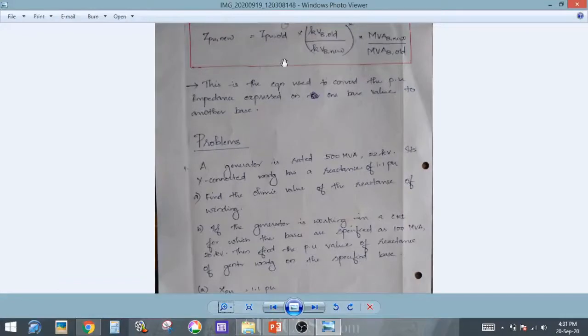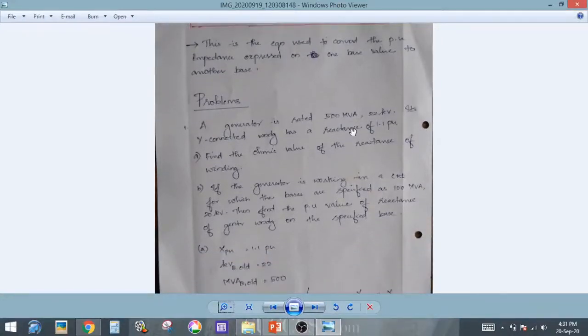Z_PU new equals Z_PU old into (KV_B old divided by KV_B new) the whole square into MVA_B new divided by MVA_B old. That is, new per unit impedance equals old per unit impedance into (base KV old divided by base KV new) the whole square into base MVA new divided by base MVA old. This equation is used to convert the per unit impedance expressed on one base value to another base value.